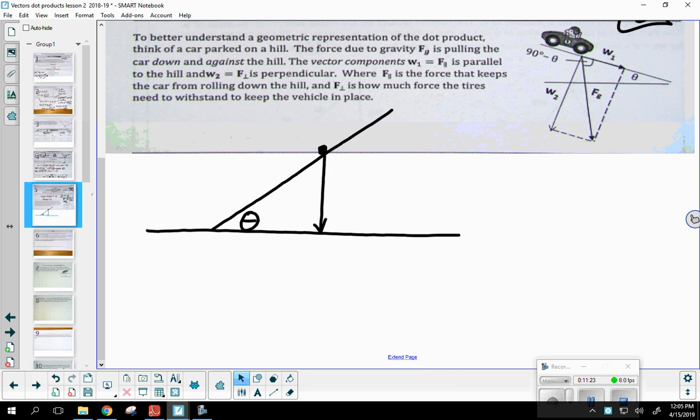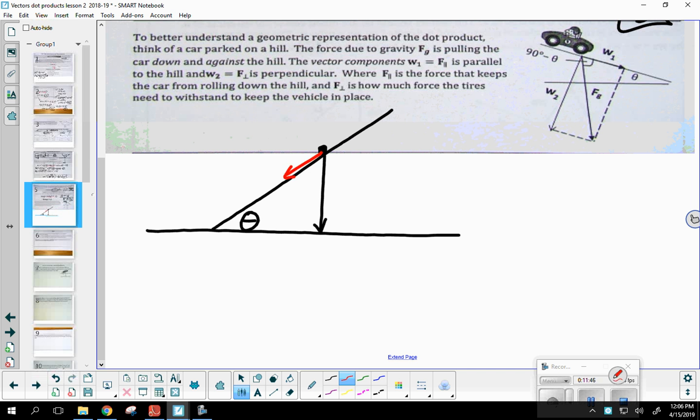Okay. Well, you remember the other day or the other week when we talked about rewriting a vector in terms of its component forms? Those two vectors that would create a right triangle? Well, that's exactly what we're doing here. Whatever this object on the hill is, it's wanting to go down the hill with a certain amount of force. So there's a vector that represents that.